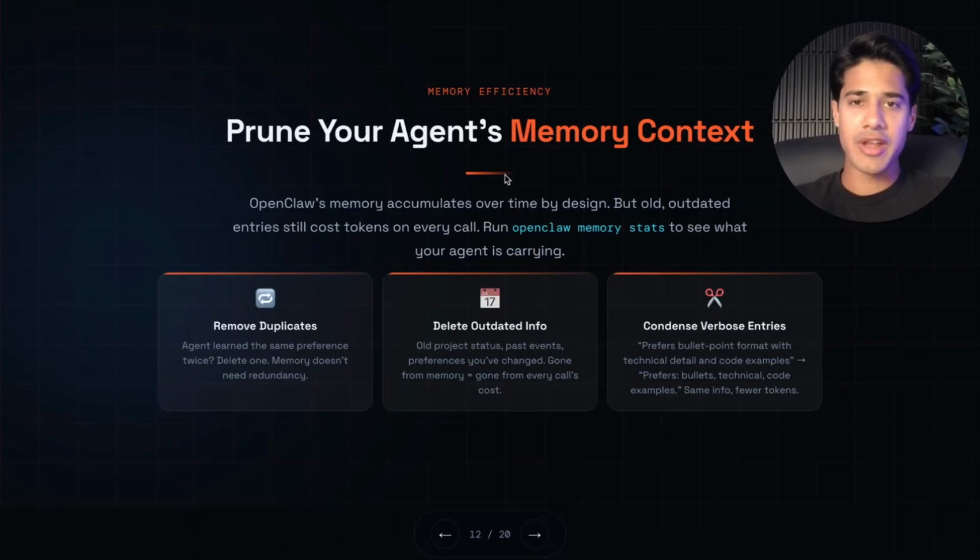You want to look for duplicate entries where the agent has learned the same thing twice. Also, you want to look for outdated information that's no longer relevant, or overly verbose entries that could be condensed. A memory entry that says a user prefers responses in bullet points format with technical details included and examples where possible, especially for code-related questions, can become just "prefers bullet points, technical detail, and code examples." It's the same information, but much fewer tokens. Lean memory means faster responses and lower costs on every single interaction, whether automated or manual.